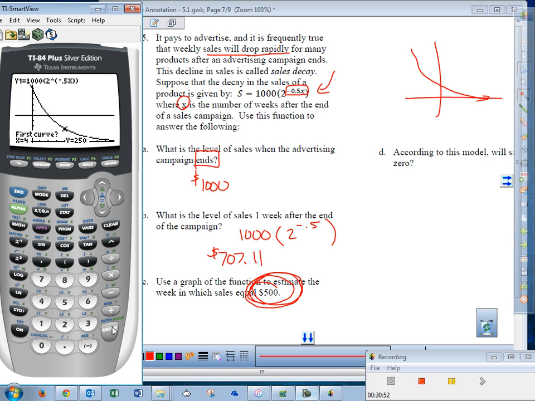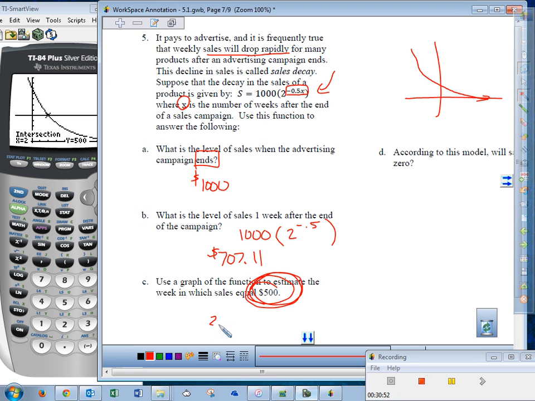Intersect, enter, enter, enter. Boom, baby. Nice and neat. When was it? 2 weeks. Came out perfect. Perfect. Cool with that?